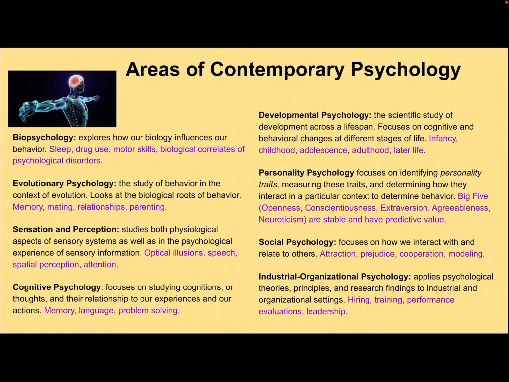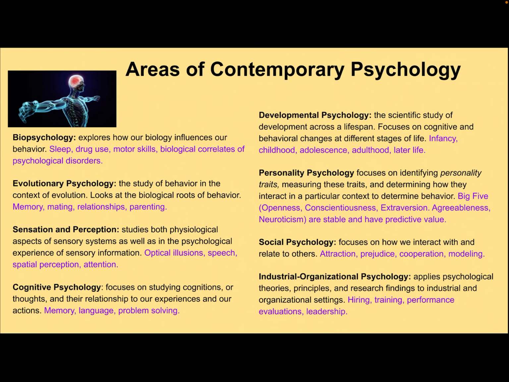Evolutionary psychology, in my opinion, is one of the most interesting types of psychology. It studies behavior in the context of evolution. It looks at our biological and evolutionary roots of behavior, and they study things like memory, mating, relationships, parenting, kinship. I worked with an evolutionary psychologist in grad school, and her research was so interesting. Sensation and perception is also very interesting. I remember taking that class in my undergraduate degree, and I really enjoyed it. My favorite part was the optical illusions the teacher would show us.